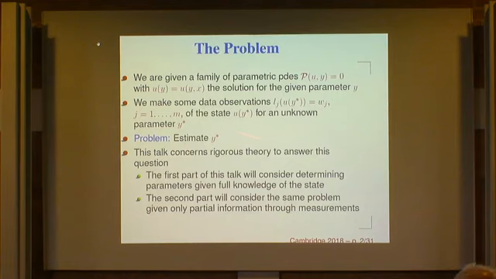Now, in the first part of the talk, I'm going to look at the question: suppose I knew fully the state U of Y star, not data about the state, but fully the state. What could I say about Y star? That's part of the problem, because I'm only going to have partial information about the state, not full information. And then in the second part, I'll come back to the question where I have partial information.